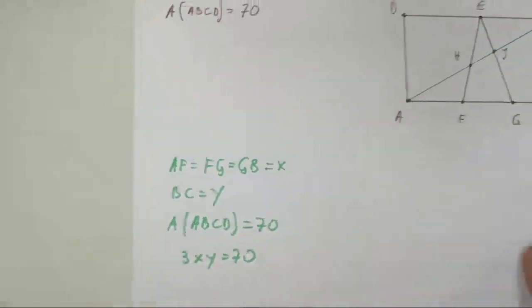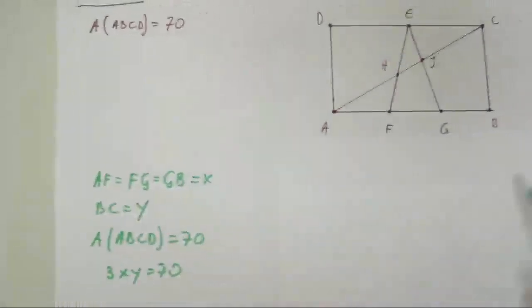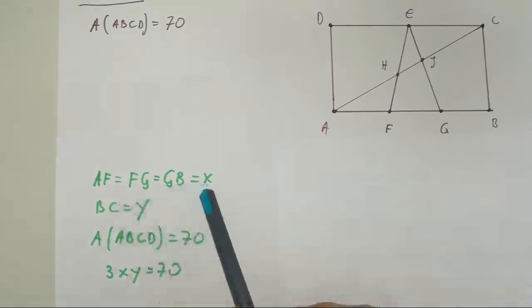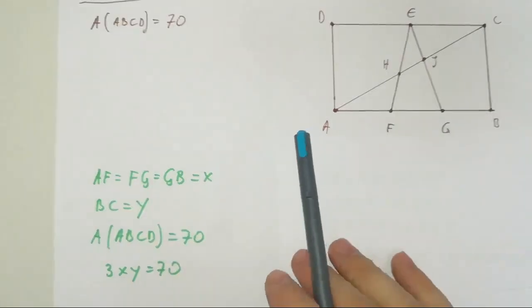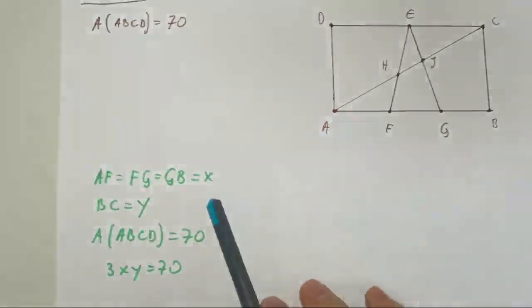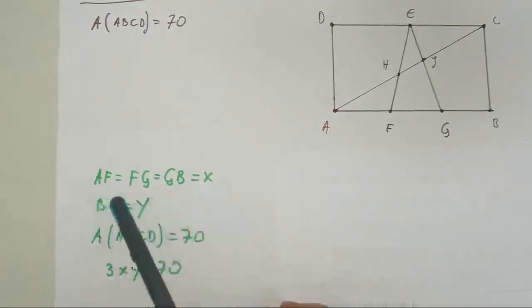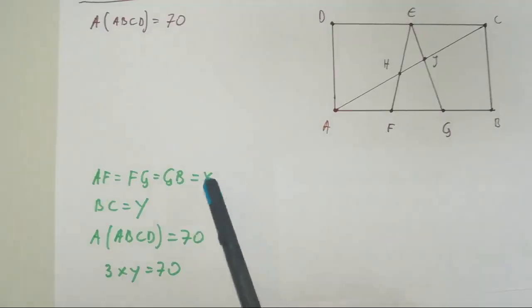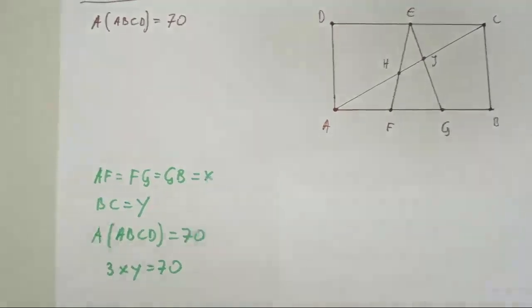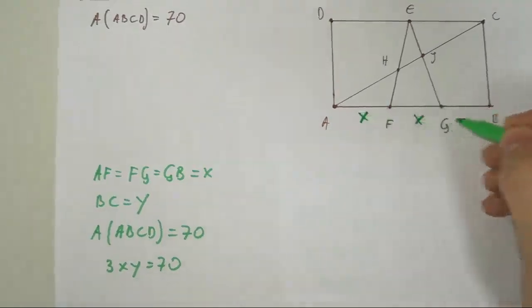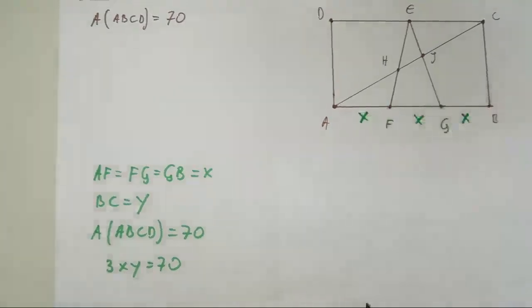Let's show something more. We can denote them with X just to simplify writing it many times. We just write X once and we can use X for that. AF equals FG equals GB, which was given in the problem. Let's denote that with X. So we denote it here with X, and here with X, and here with X, because they are all equal.